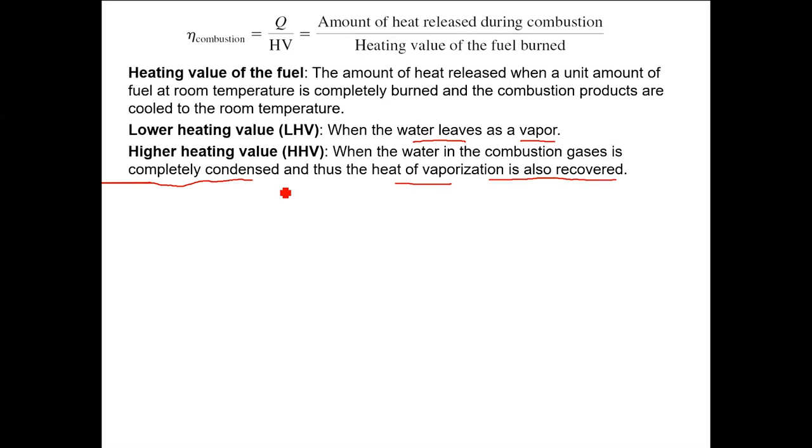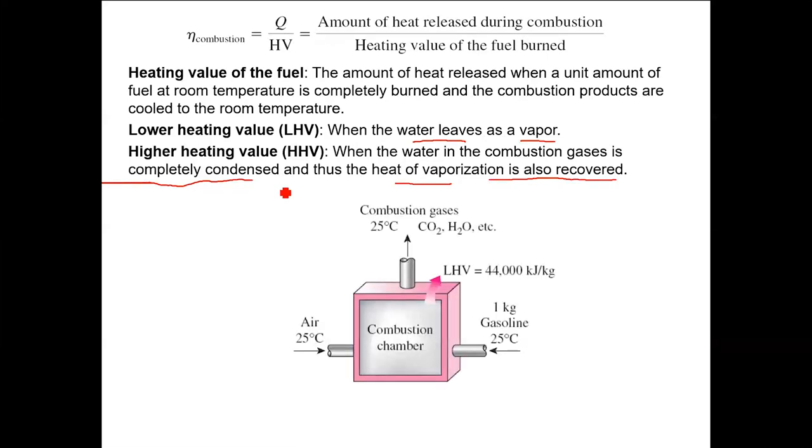Sir, repeat karne ek baar. This point? I'll give you an example. Let's say I have gasoline having 1 kg and it is being burned at 25 degrees centigrade. And the combustion gases contain carbon dioxide and water. And the water which is leaving the system is leaving in the form of vapors. All right. Energy released in such a case would basically be the lower heating value of gasoline.